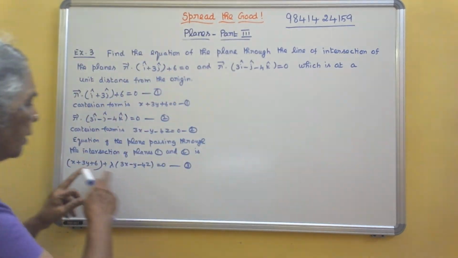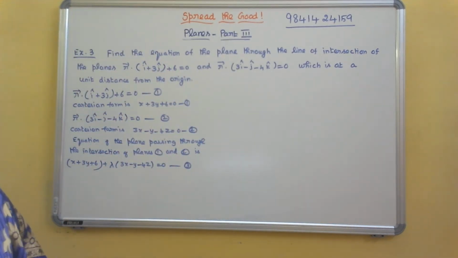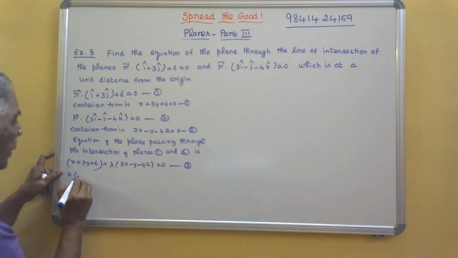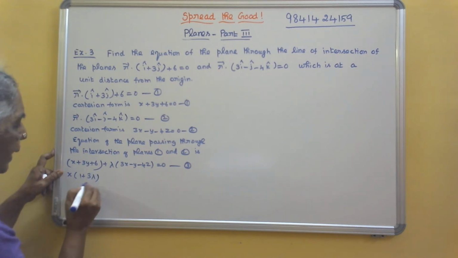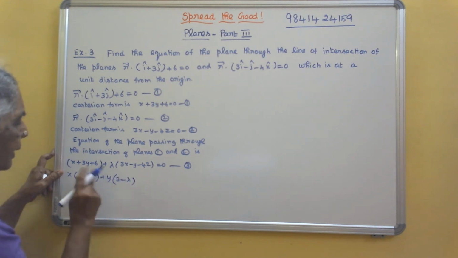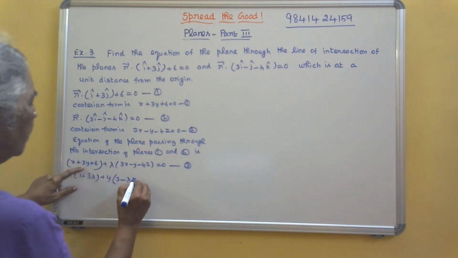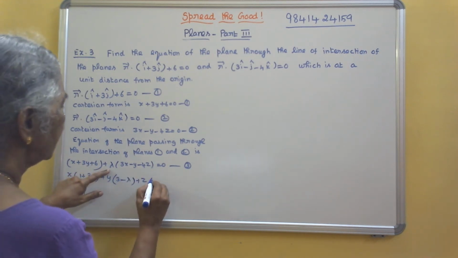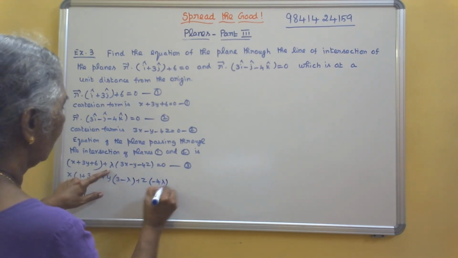So now this should be in the proper format. We have to write it as ax plus by plus cz plus d. So let me write it now. x into 1 plus 3 lambda, plus y into 3 minus lambda, and plus z into, here there is nothing, here you have minus 4 lambda.